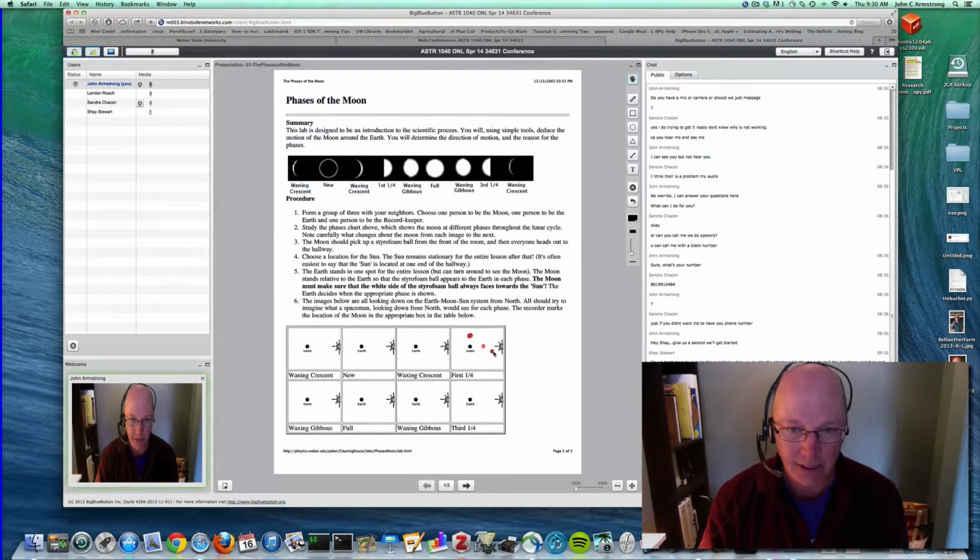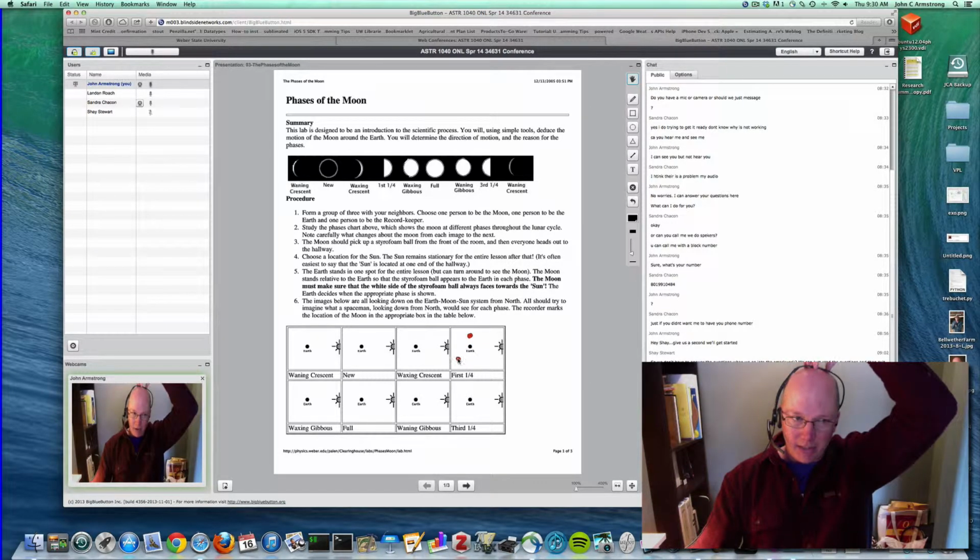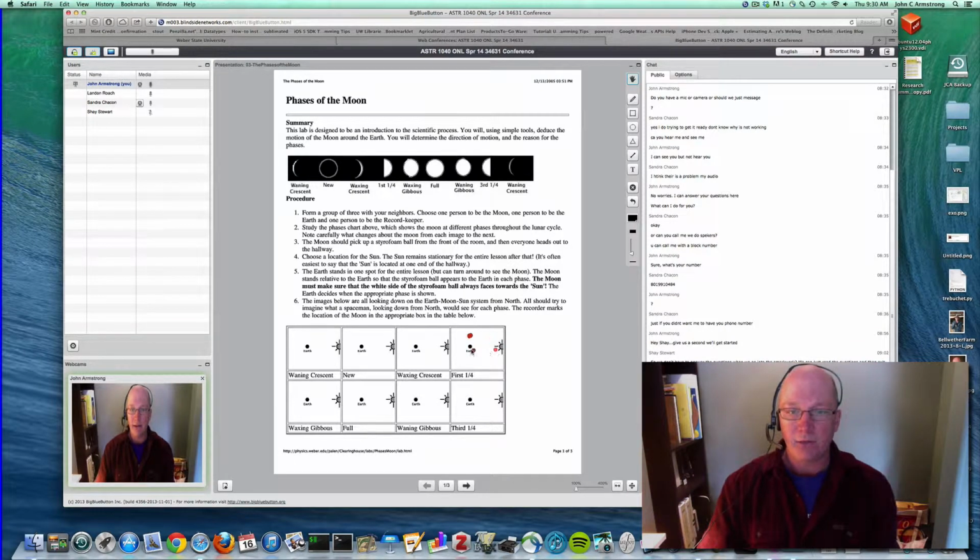And because my sun was off to my right, I'm the Earth, and I was holding my hand out in front of me like this, looking down on the top of my head, I can see that this is where the first quarter moon is. Okay. So then I want to do another one.